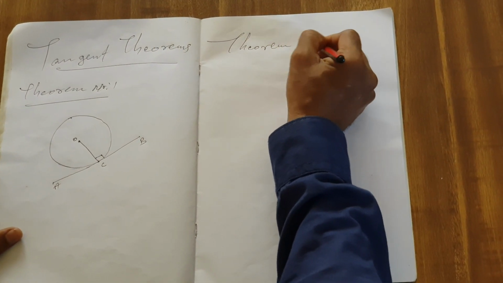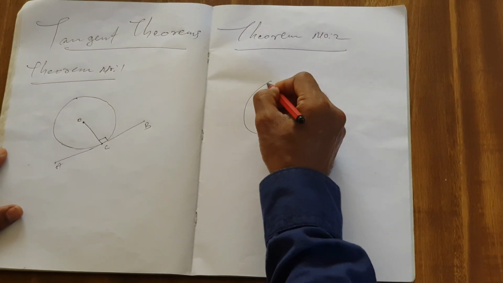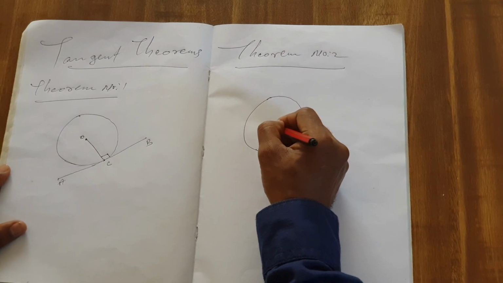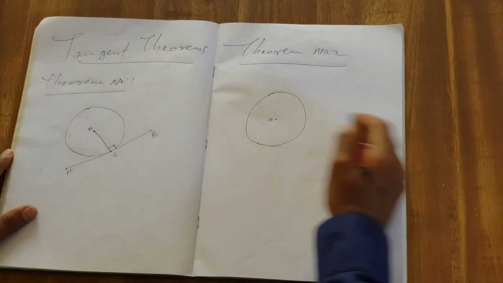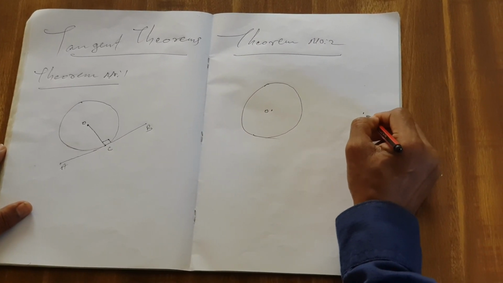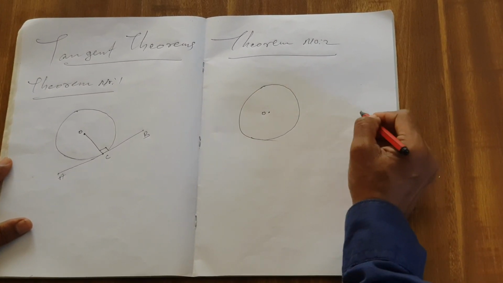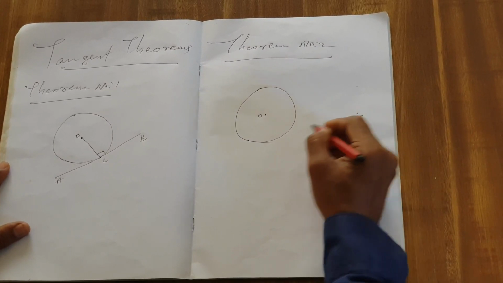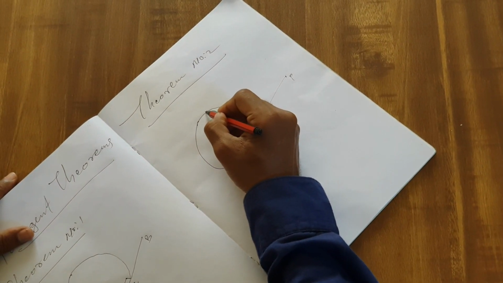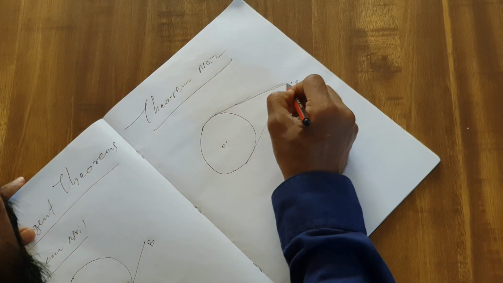Theorem number 2. Suppose there is a circle with center at O. Suppose there is an outside point P. P is an outside point. From this point, we can draw a maximum of 2 tangents to a circle. You can draw a maximum of 2. Okay.